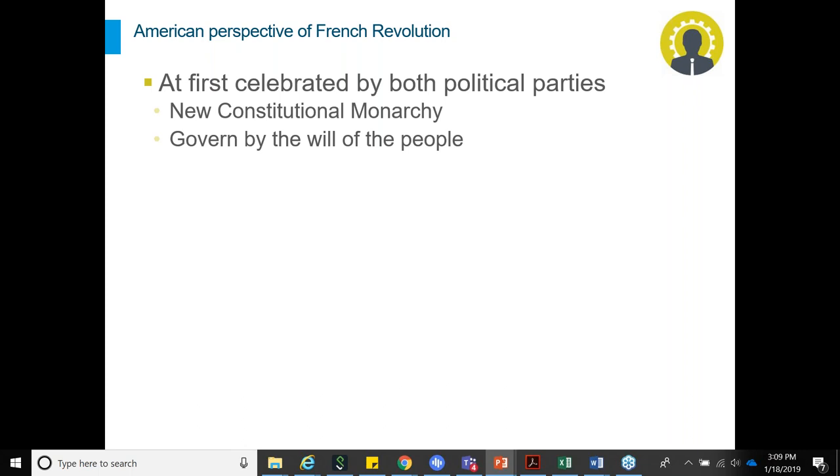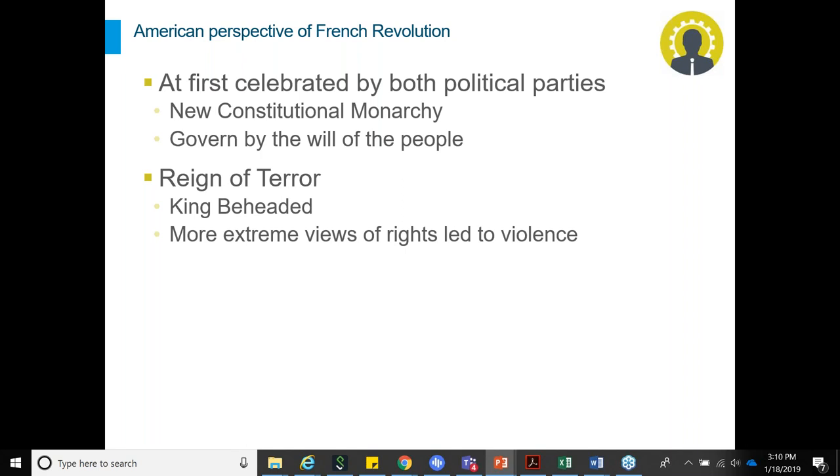And we see what becomes known as the Reign of Terror, that kills the king. So the idea of a constitutional monarchy goes away rather quickly. And the new leadership of the revolution becomes far more extreme, particularly when it comes to the rights of the poor. And in doing so, it really leads to a large amount of violence.